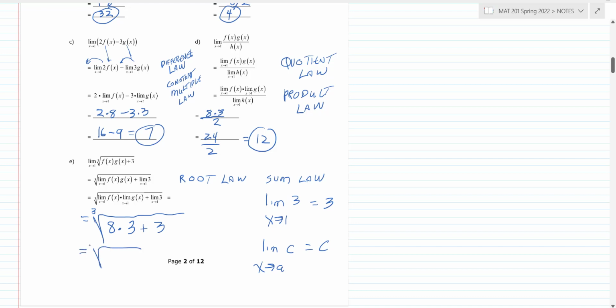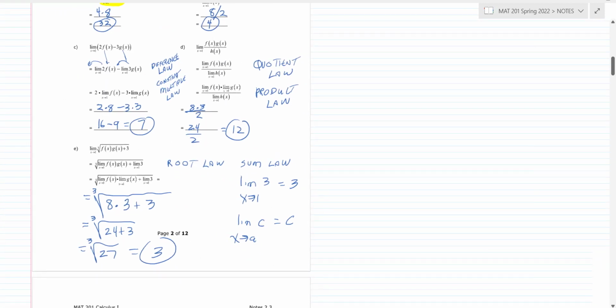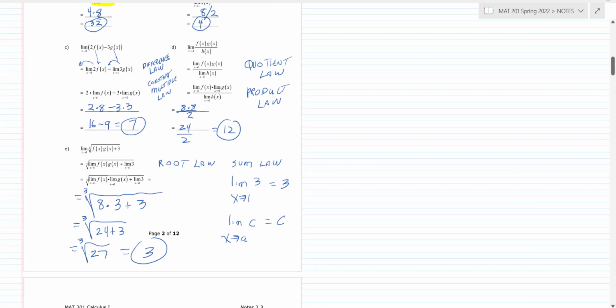So I would end up having the third root of 24 plus 3. That's equal to the third root of 27. So that's equal to 3. Okay, so that's how that could be broken up. What I usually find is students have no trouble whatsoever doing the arithmetic, because you're following order of operations. But what you want to try to get comfortable with is writing these limit steps down, because I want you to be comfortable with these laws and how you can break up limits.